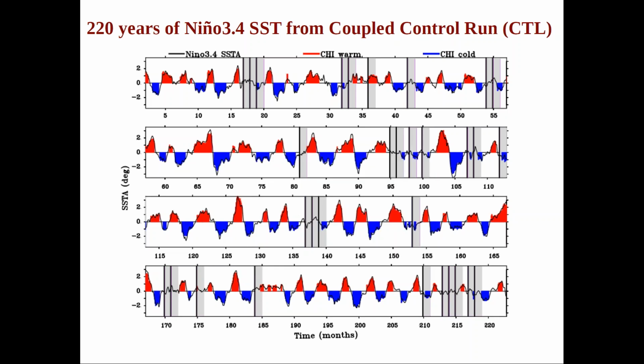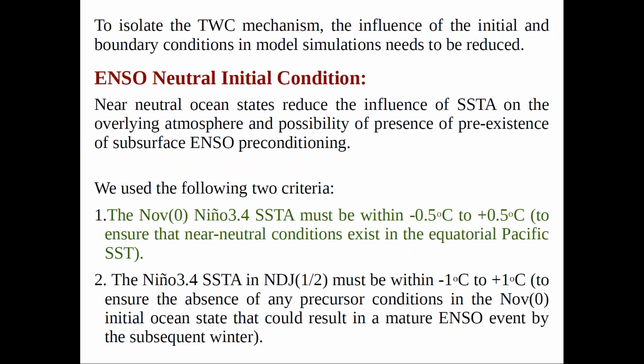So you can see there is a dark black line. These are the chosen initial conditions. As the model is run from November, we chose the 31 November initial conditions. It means we actually wanted the initial condition and boundary condition influence to reduce in our model simulation, just to isolate the TWC mechanism. So we assume that if we get an ENSO neutral initial condition, it might reduce the initial condition influence on the model output.